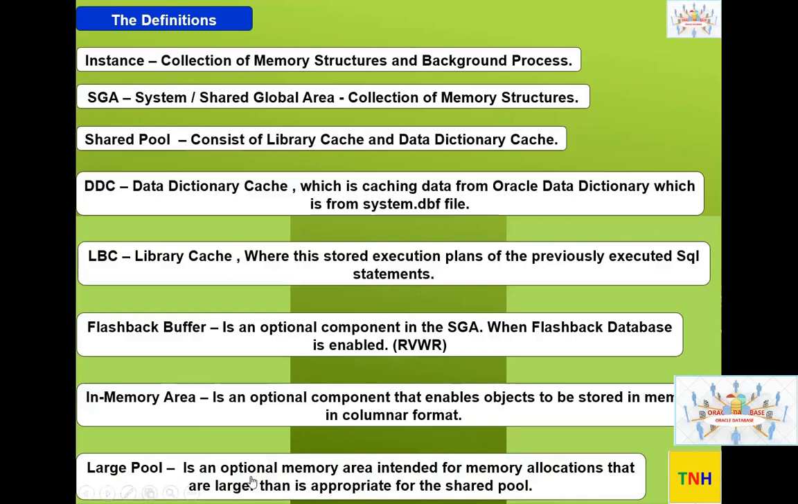And then comes large pool, another optional memory area intended for memory allocations that are larger than is appropriate for the shared pool. That's true. Certain memory components cannot be accommodated in the shared pool. For example, when a shared server is configured, the UGA, user global area, is moved from the shared pool to the large pool. Whenever larger memory is required for components in the shared pool, it will be pushed to the large pool. Not everything, but UGA is just an example. We'll come back to that in more detail later.